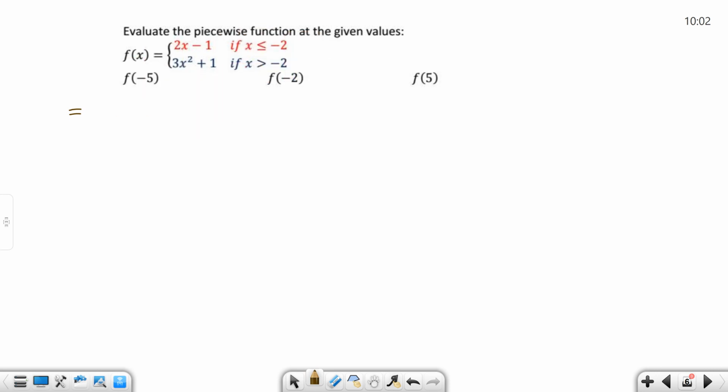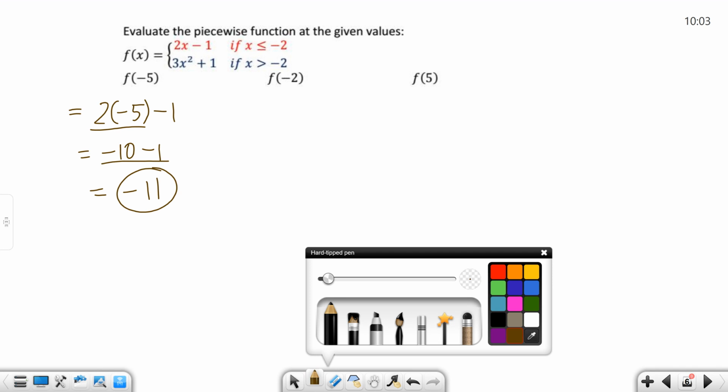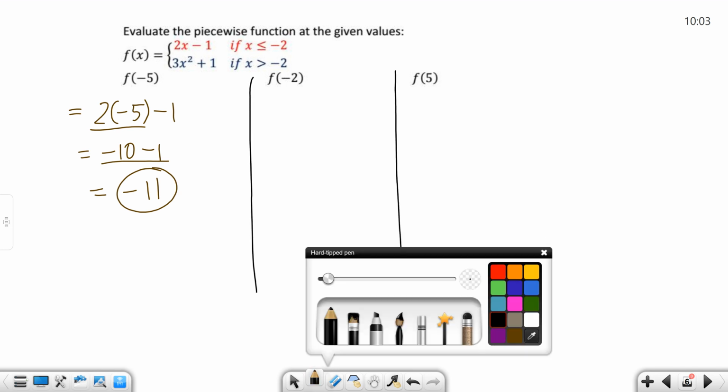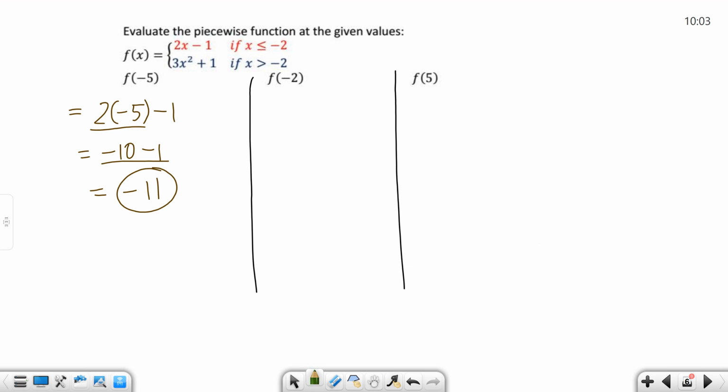So if we do that, this is going to be 2 times something minus 1, and that something is -5. I chose that function because that's where -5 was. So that's going to be -10 minus 1, which is -11. There is no other correct answer on this one. You cannot plug -5 into the function on the bottom because it doesn't belong there. -5 is less than -2.